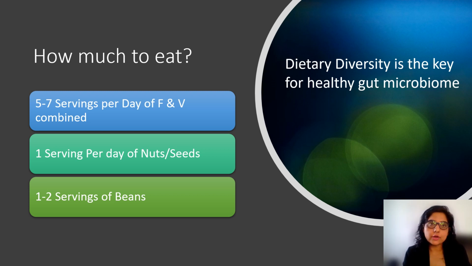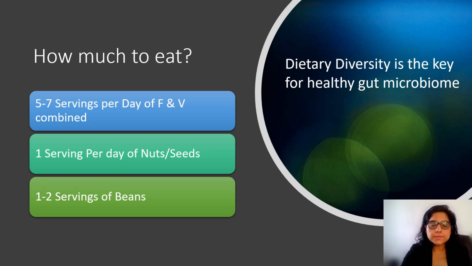1 serving per day of nuts and seeds, which means maybe 5 to 6 almonds and some seeds. It can be pumpkin seeds, sunflower seeds, flax seeds, chia seeds, any form of seeds that you can have. Mixing and matching is good as well. 1 to 2 servings of beans.